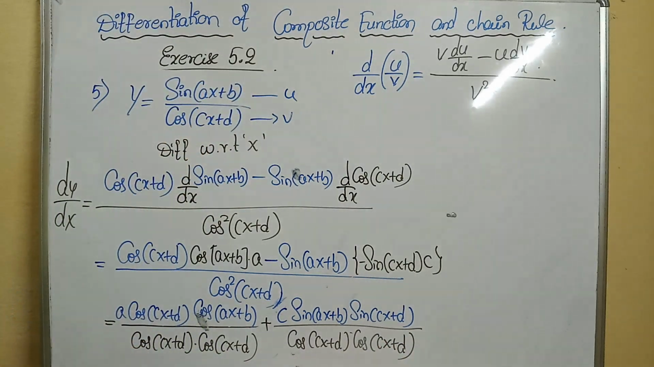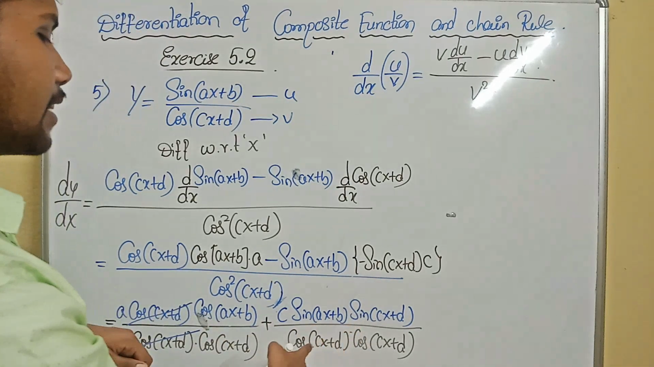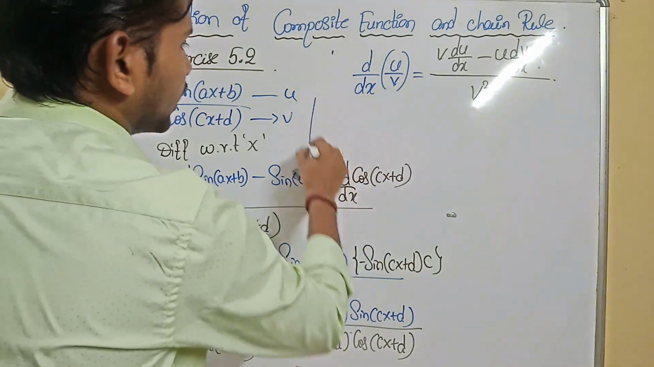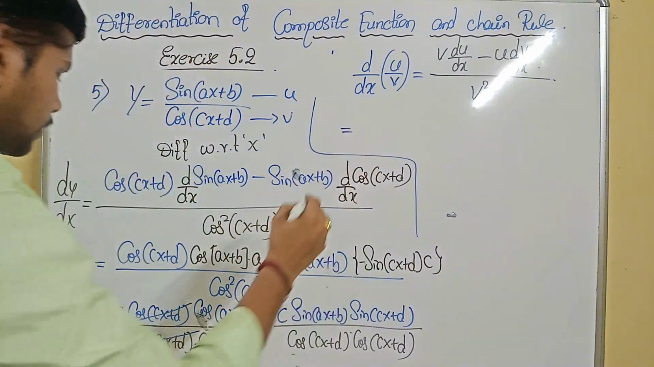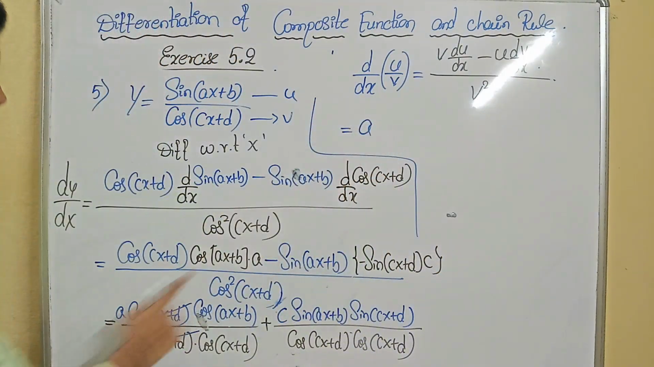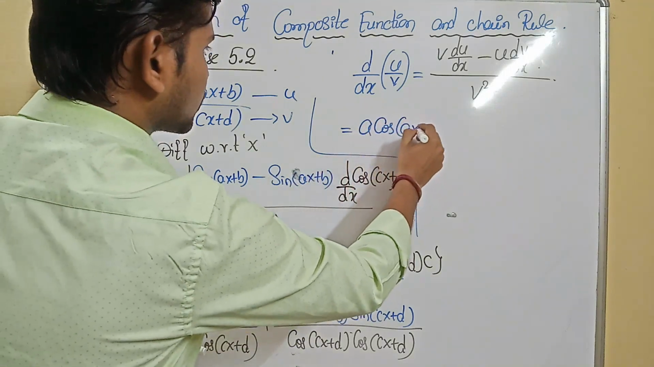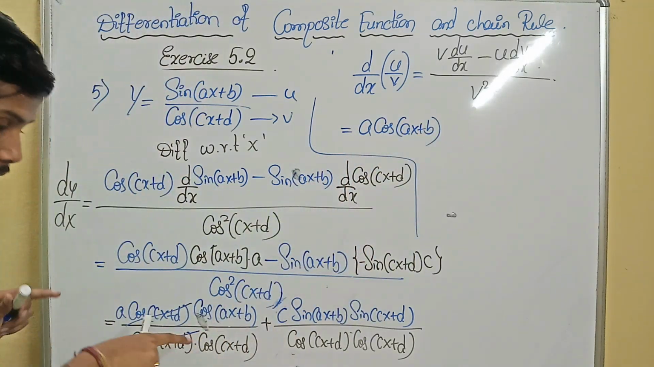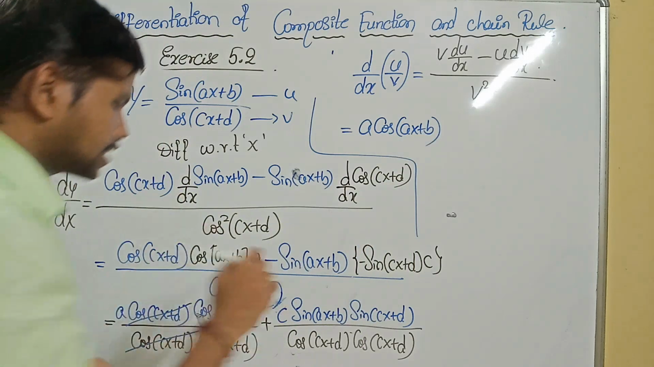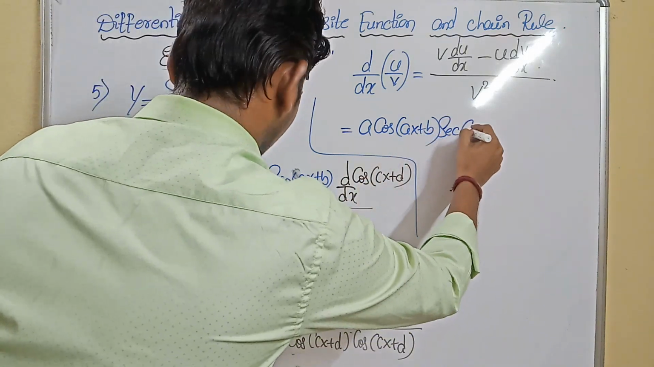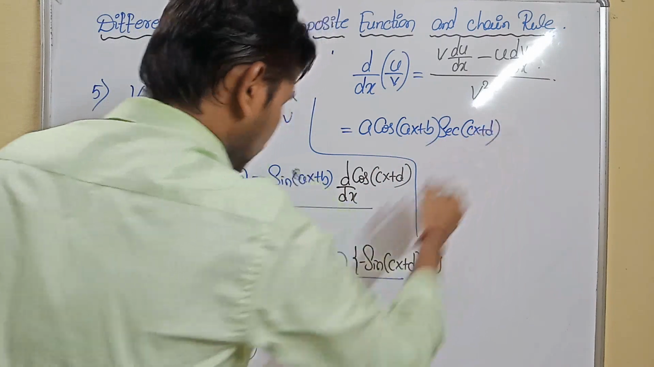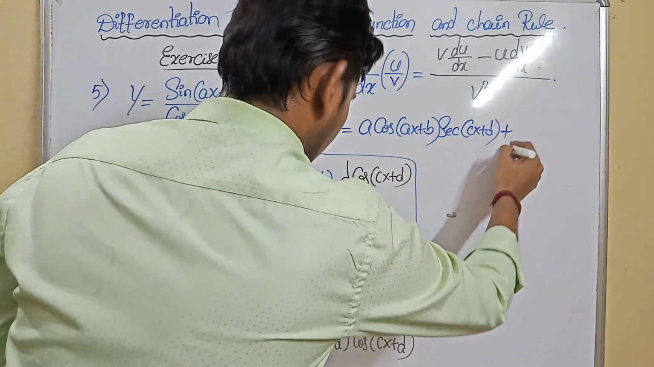Is it okay? Now, wherever cancellation is possible, you need to cancel. This part will be cancelled. Then what about the next? Are there any cancellations here? No cancellation. That's why I'd like to write the solution here. a will be as it is. This a will be as it is. In the numerator, what is left over? Cos of ax plus b. In the denominator, cos is left over. What is 1 by cos? Yes, it is secant of cx plus d. Now after that plus c.